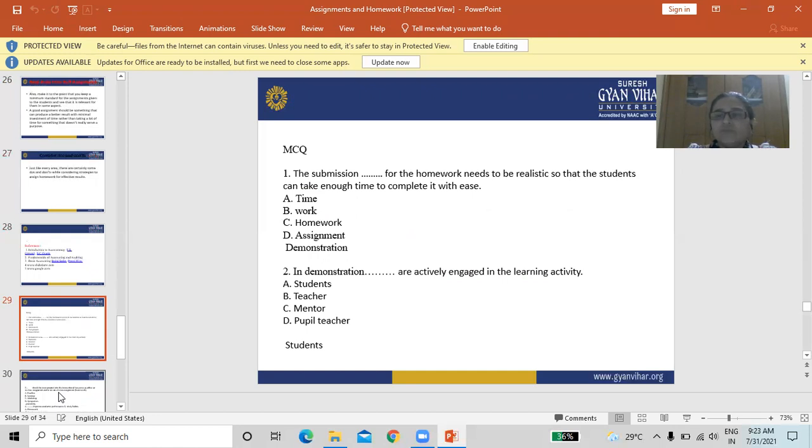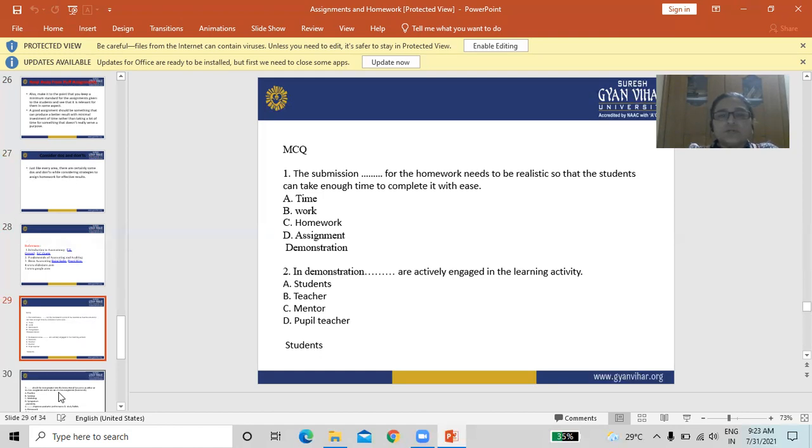Now, time for MCQs. The submission, fill in the blank, for the homework needs to be realistic so that the student can take enough time to complete it with ease. Option A, time. Option B, work. Option C, homework. Option D, assignment. Choose the appropriate answer.